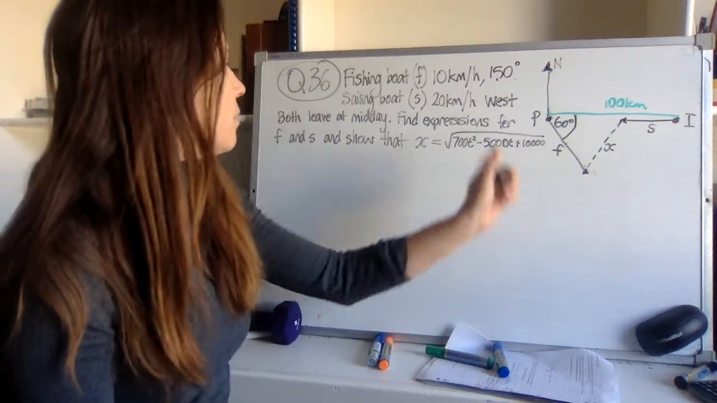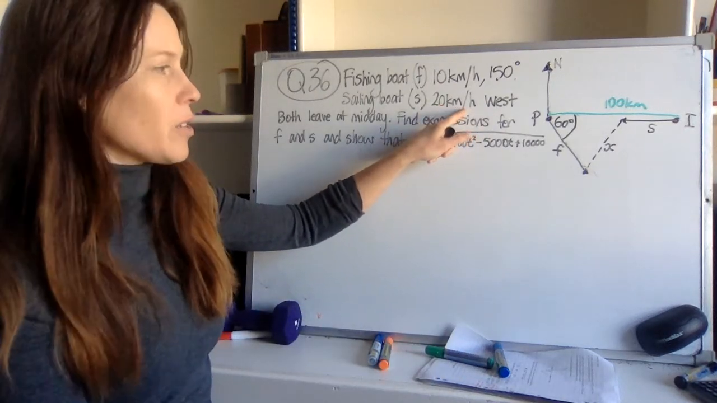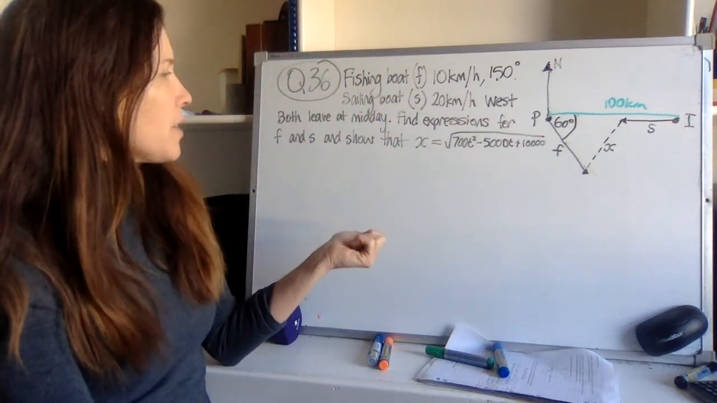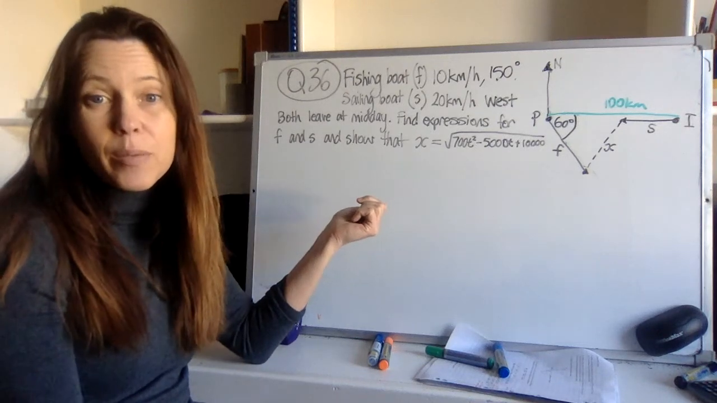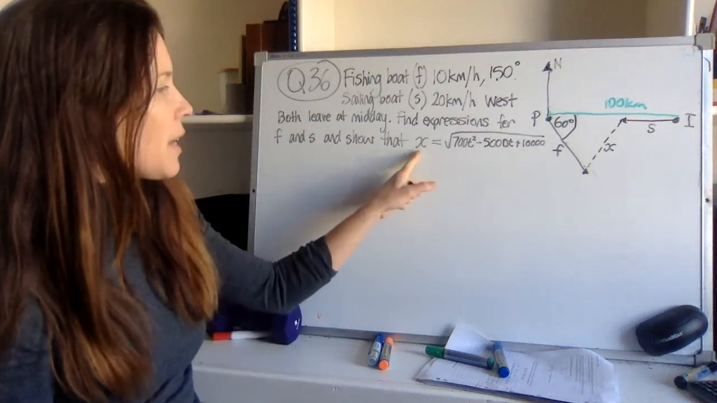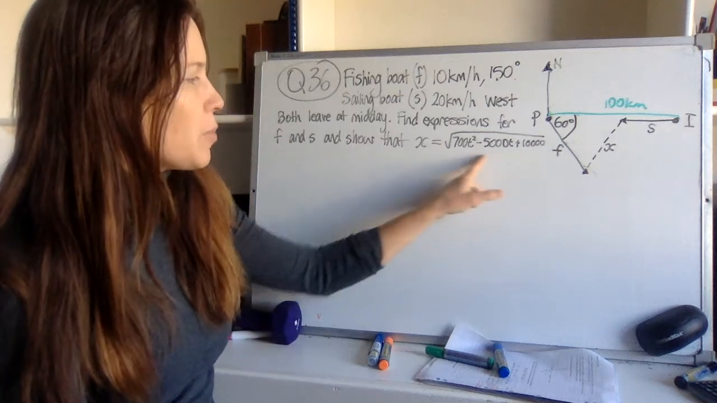There's a sailing boat, S, and it's heading at 20 kilometres an hour going west from an island. So it's going along like this. Now, both are leaving at midday. We need to find an expression for F and S, in other words, in terms of t, and that's time. And we need to show that x, which is the distance between the two boats at any one time, can be found with this expression here.